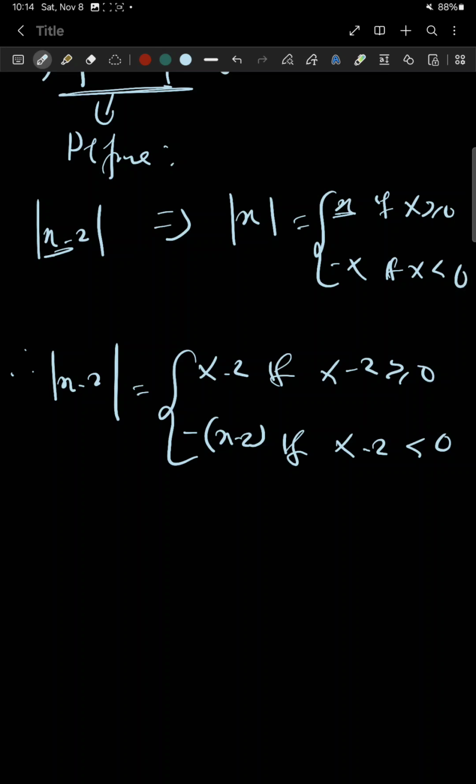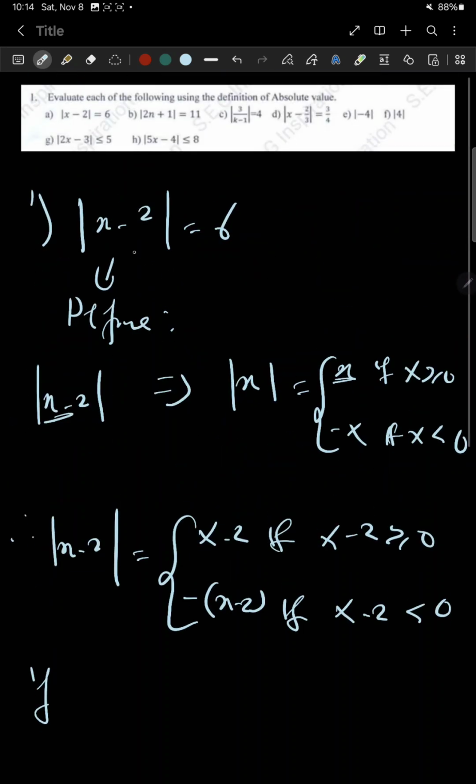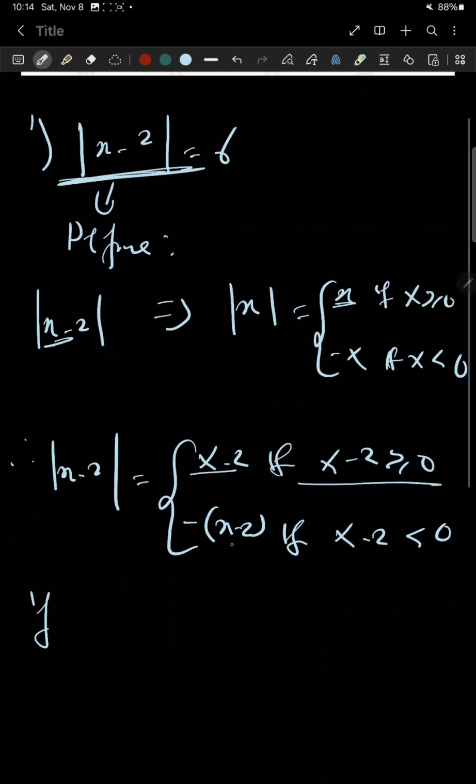So now I'm going to write this condition. You're going to say if, because you need something. Listen guys, this modulus has two things. It has this if that, and it also has this if that. So now you need to equate something to 6.